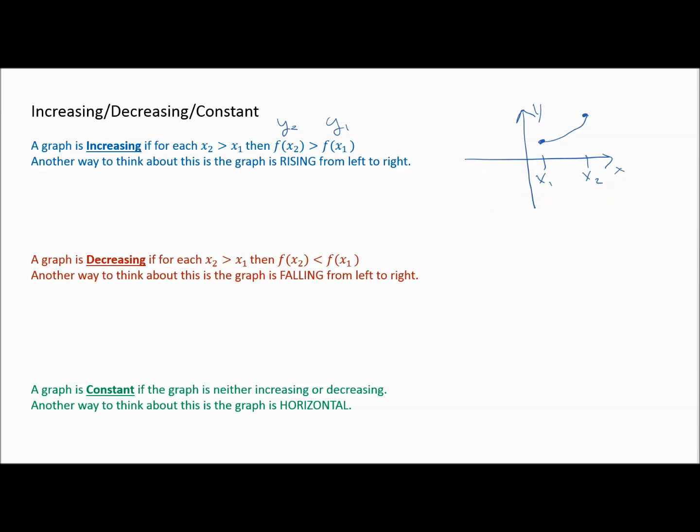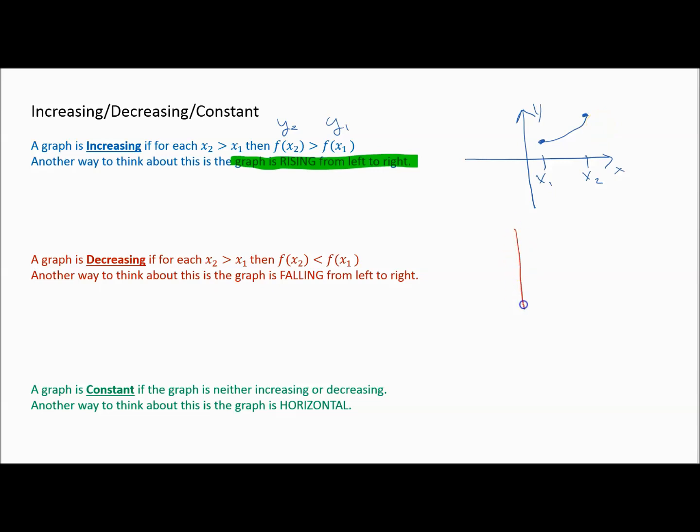Now notice what I said below. It says another way to think about this is the graph is rising from left to right. And that may be a far easier way to think about what I'm saying here. So if you'll notice, you'll look at this graph from left to right, the graph is going up. And so that's what it means to be increasing.